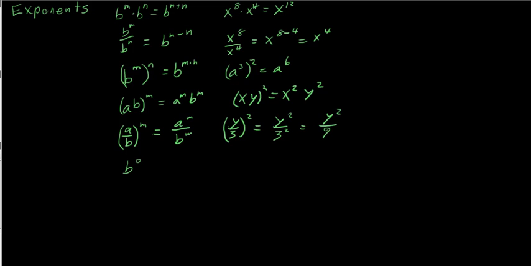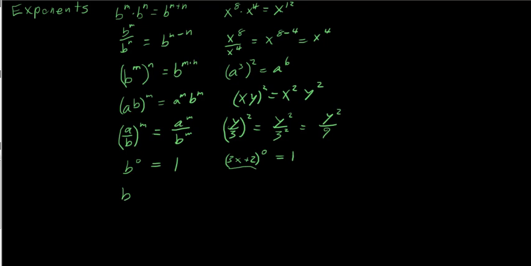Then just a couple other things. If we have some base to the 0 power, that's going to be 1, no matter what our base is. So if we have 3x plus 2, and we raise that to the 0th power, then that's still going to be 1. It doesn't matter what's inside our parentheses here, it's still going to come out to be 1.